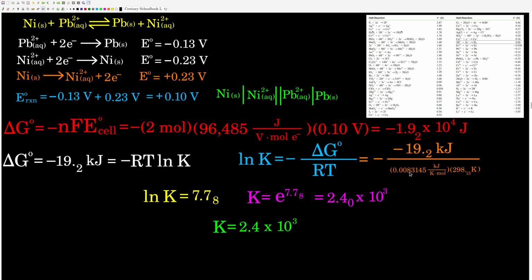So I use 0.008345 kilojoules per Kelvin mole for my R. We're at 25 Celsius, 298.15 Kelvin. And we see that natural log of K is equal to 7.78, where K is equal to e to that, inverse natural log, or 2.4 times 10 to the third, or 2,400. So yeah, pretty large K. It's going to go pretty easily in the forward direction.